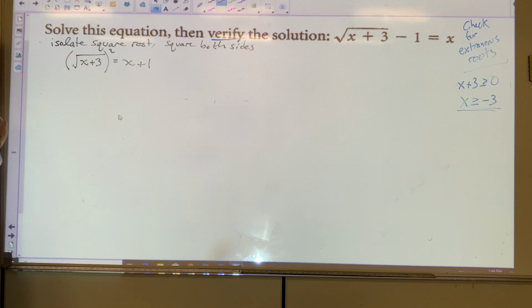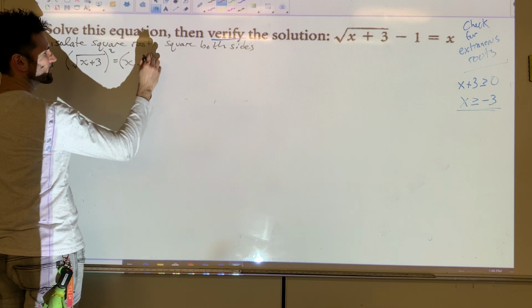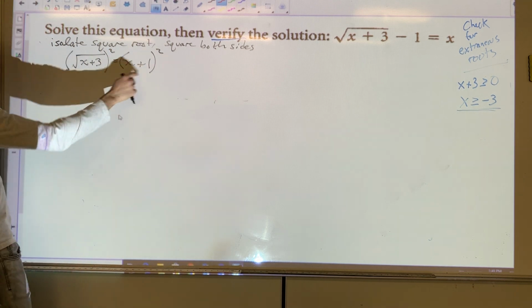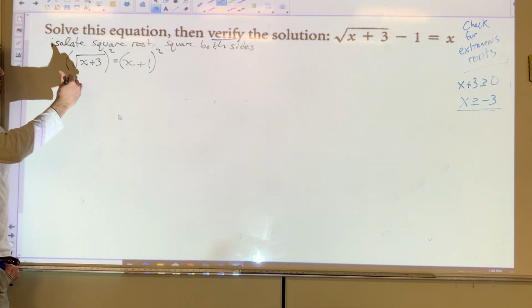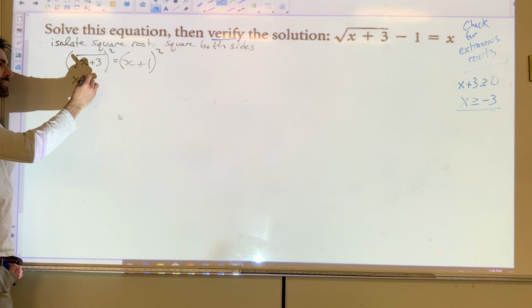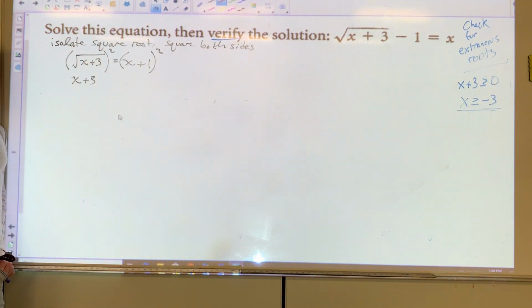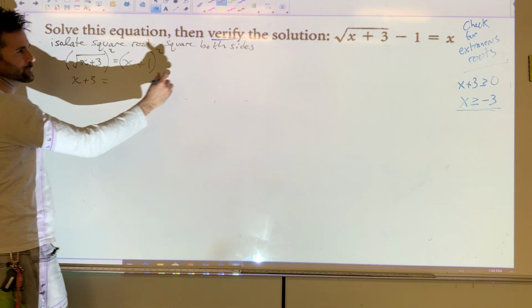Now that I have this all by itself, I'm going to square both sides. Brackets around that side, squared. Brackets around this side, squared. Don't lose the brackets, because what's special about squaring a binomial? What do we have to do? It starts with an F, ends with an oil. FOIL. When you square a square root, you just get the radicand. So you get x plus 3 on that side. Over on this side, you have to FOIL that out.